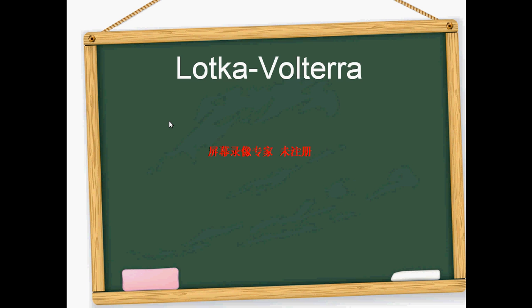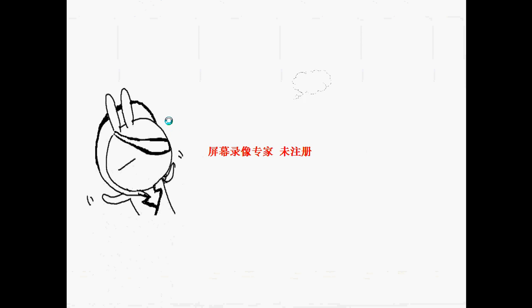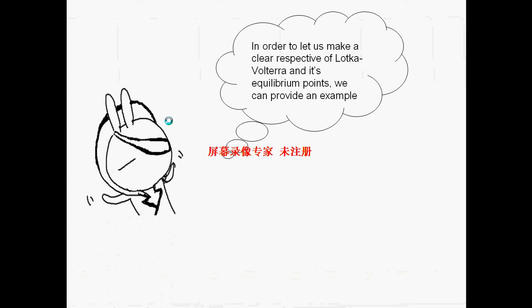Today we are going to talk about Lotka-Volterra. The Lotka-Volterra model describes interactions between two species in an ecosystem, a predator and a prey. Now, in order to give a clear perspective of Lotka-Volterra and its equilibrium points, we can provide an example for you.